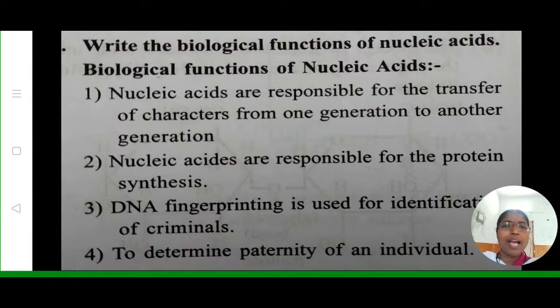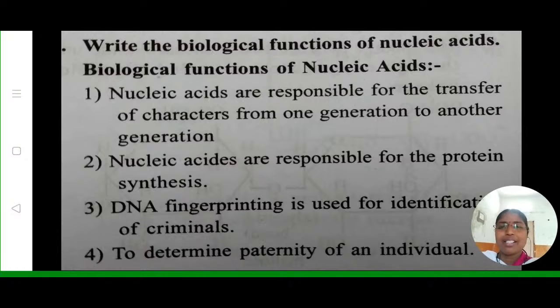It is one of the biological functions of the nucleic acid. Okay, so next, second: nucleic acids are responsible for protein synthesis. Already we have discussed the definition of protein, it is a combination of alpha amino acids. So here we write: nucleic acids are responsible for protein synthesis.